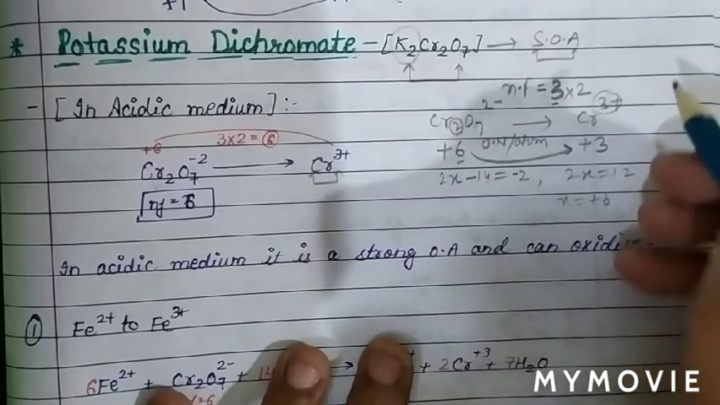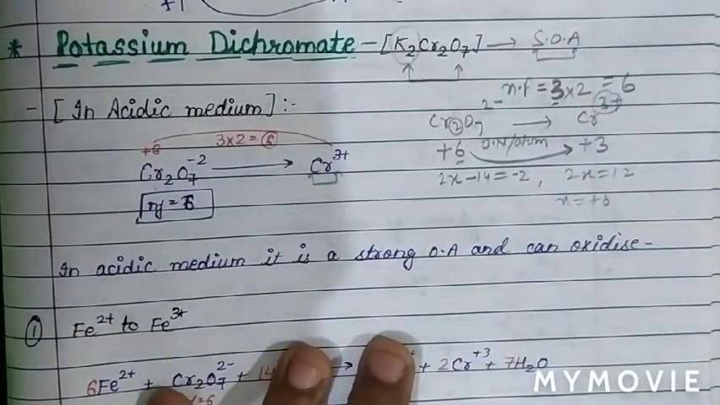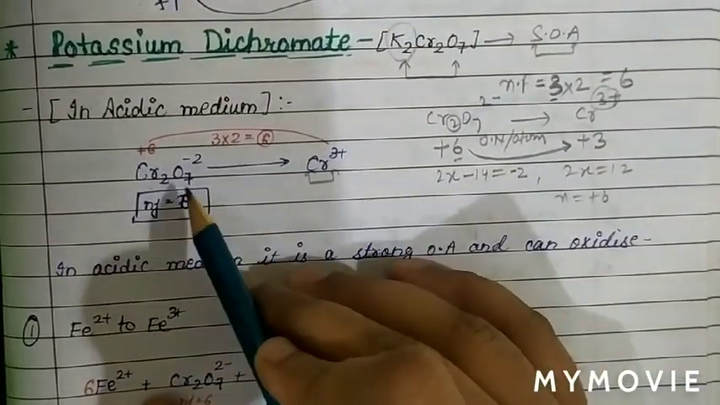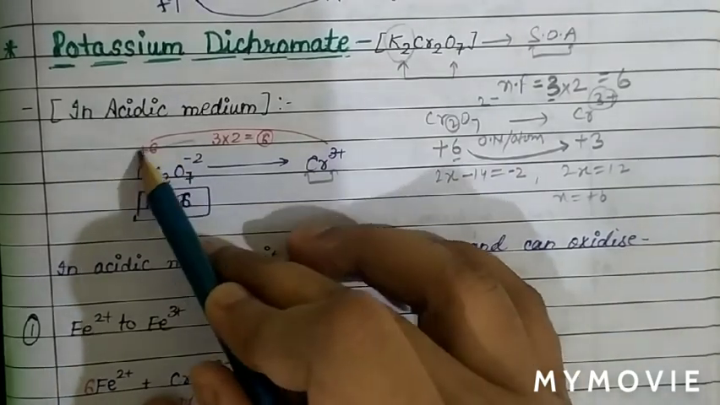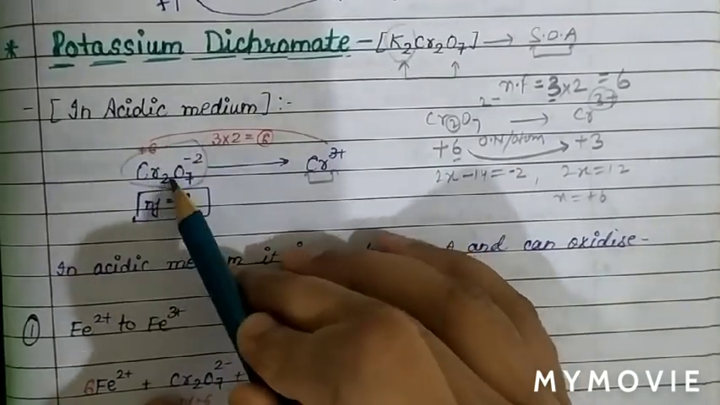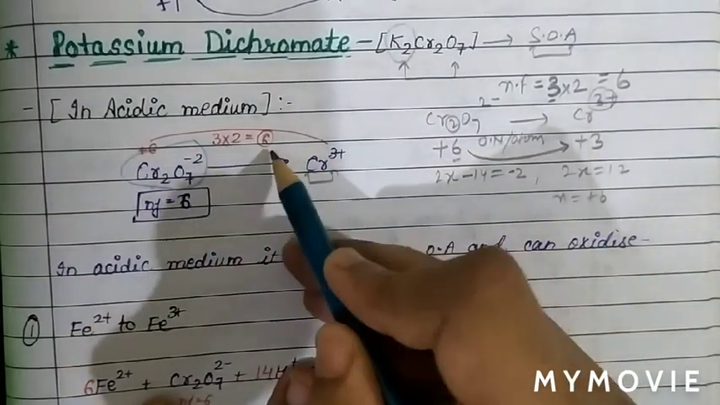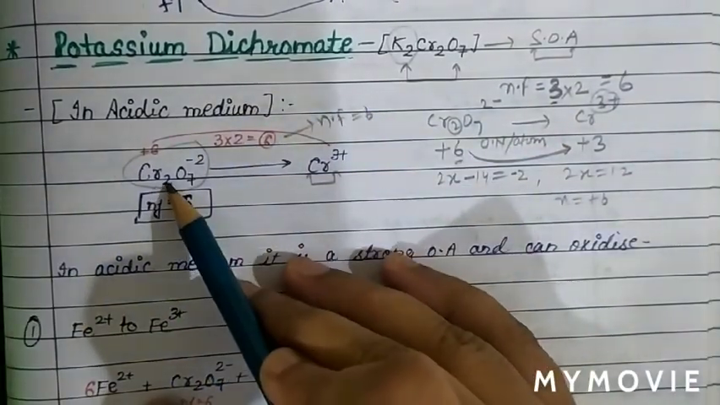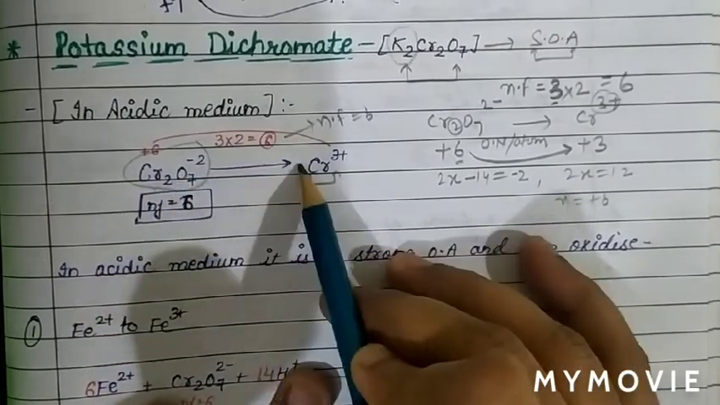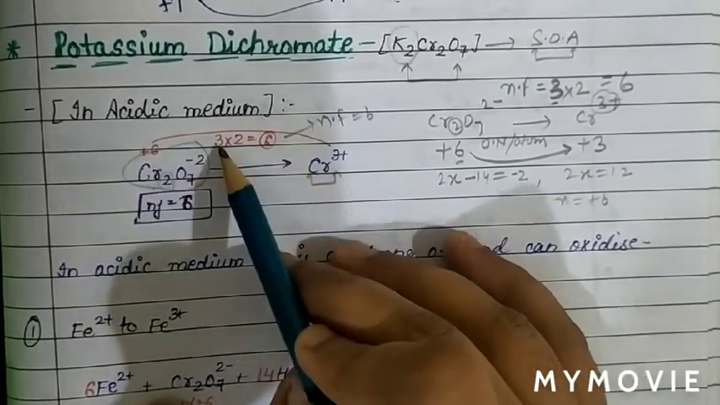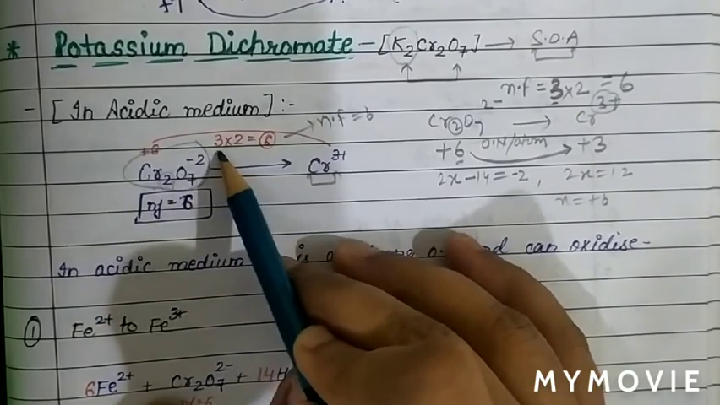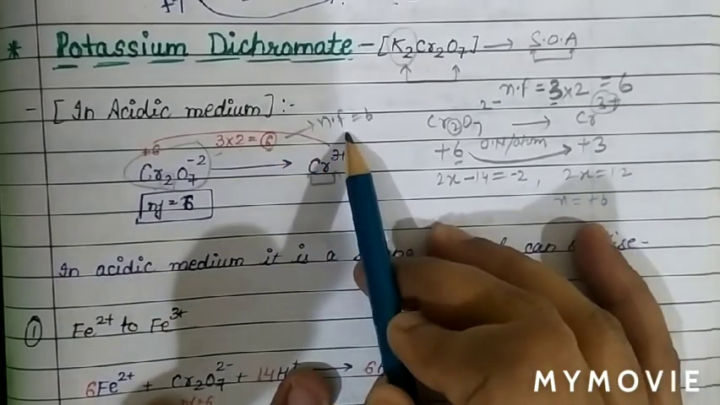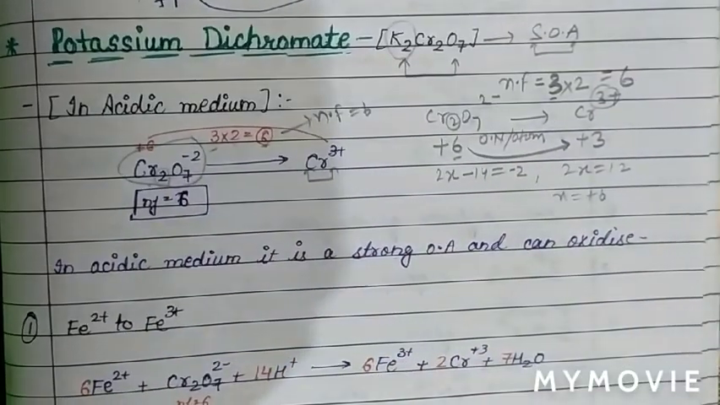So the N factor of K2Cr2O7 is 6. How have we calculated it? The change in oxidation number of one chromium atom is 3, and there are 2 atoms of chromium. Therefore the total change is the change in oxidation number per atom multiplied by the number of atoms. So the overall change in oxidation number is the N factor. And also we know that in acidic medium K2Cr2O7 is a strong oxidizing agent, so it can oxidize others.